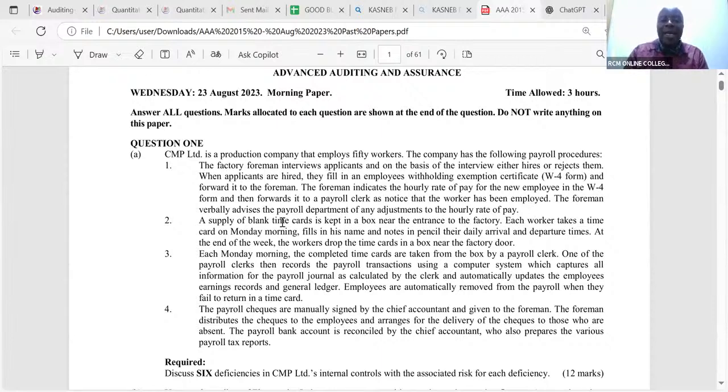A supply of blank time cards is kept in a box near the entrance to the factory. Each worker takes a time card on Monday morning, fills in his name, and notes in pencil their daily arrival and departure times. At the end of the week, the workers drop the time cards in a box near the factory door. I can see so many dangers, ladies and gentlemen, as regards this. The first thing that I'm able to see here is the concept of buddy punching. We call this one here buddy punching.